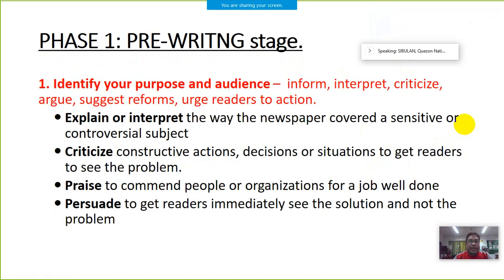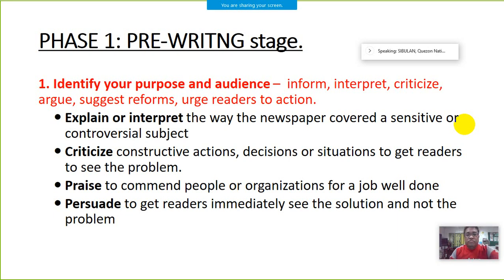Now we go to phase 1, the pre-writing stage. We already have a topic. We already gathered background information and materials related to our chosen topic. The next step is to identify our purpose and audience. In this part, we have to remember the types or the kinds of editorial. So our editorial depends on the purpose that we have in mind. And somewhat, it also depends on the kind of audience who will read our editorial.